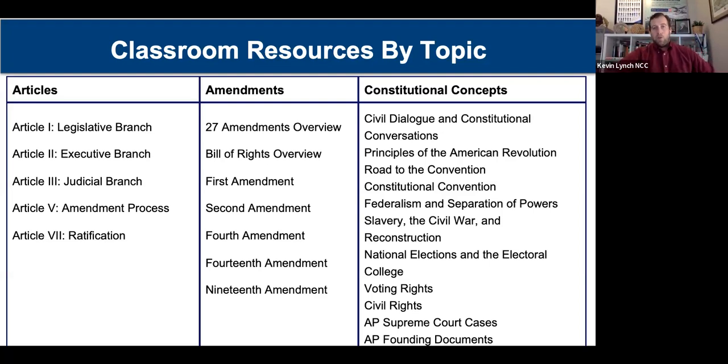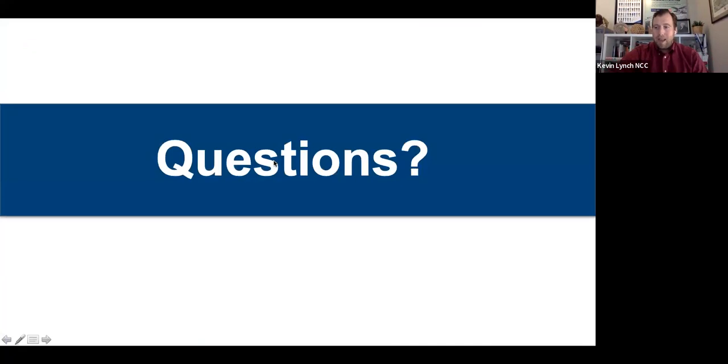So between those two, the classroom resources by topic and the interactive constitution, those are fixed. They're there. You can always pull from them whenever you need. In the next section, I will share some more interactive and engaging live areas you can use our website. But before we do so, does anyone have any questions about any of the resources that we've shared so far, either the interactive constitution or the classroom resources by topic?